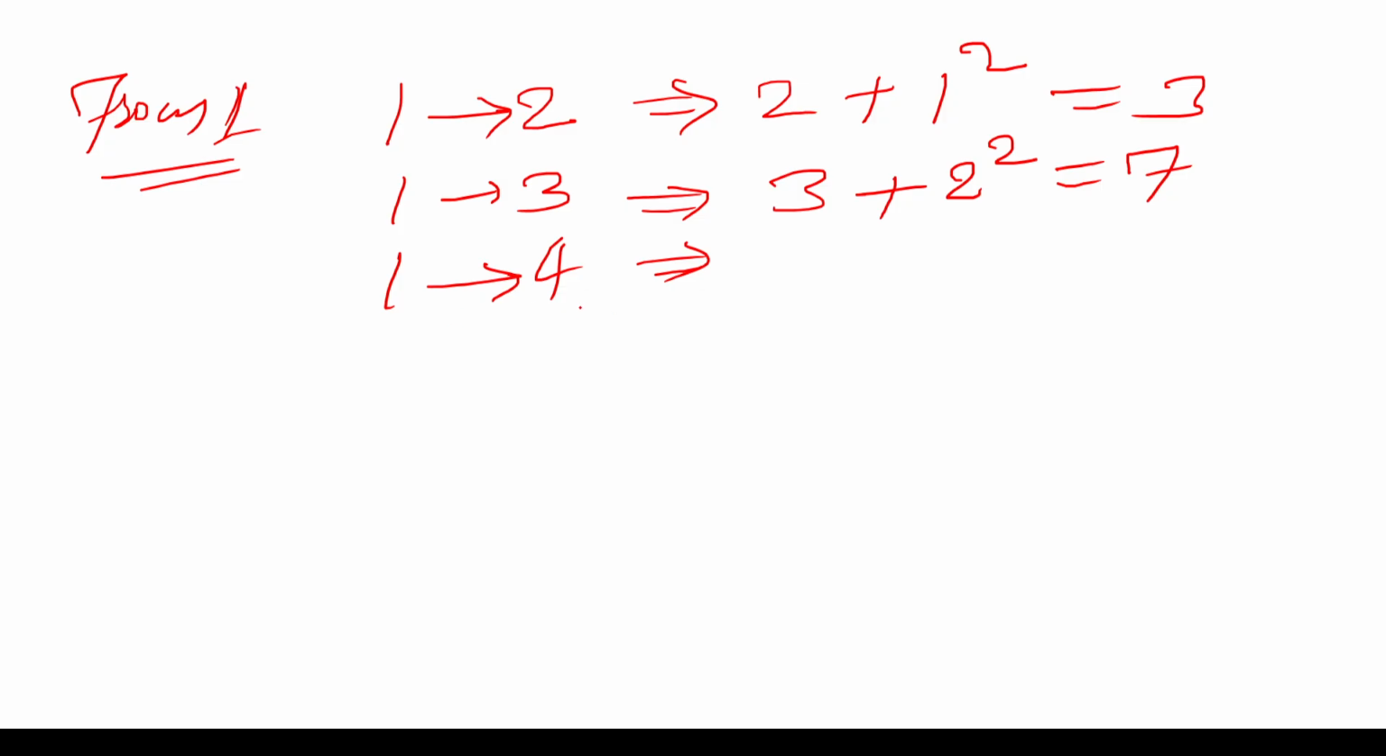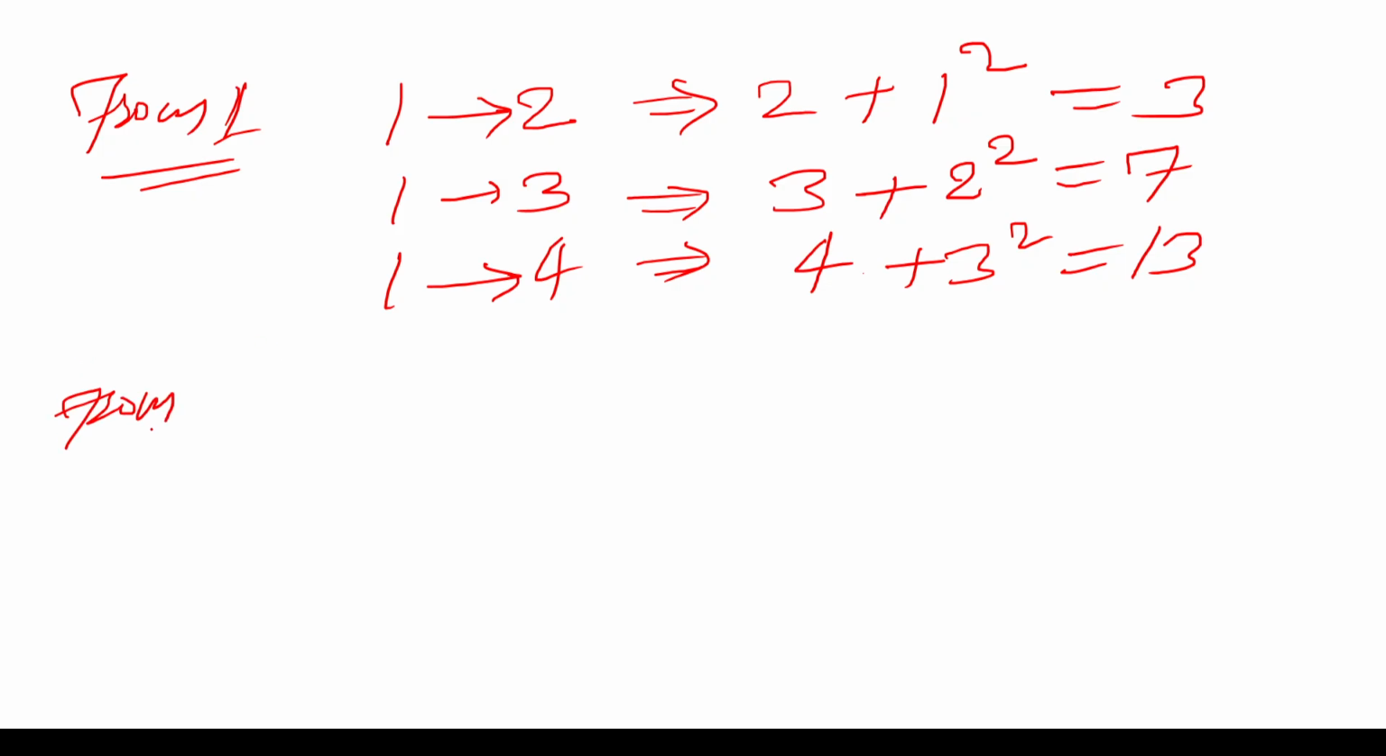Next from 1 to 4 we'll go. The value will become 4 plus 4 minus 1, which is nothing but 3. 3 to the power 2 is 9. 9 plus 4 is 13.